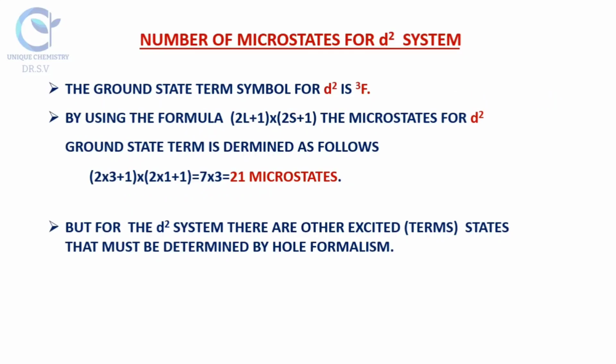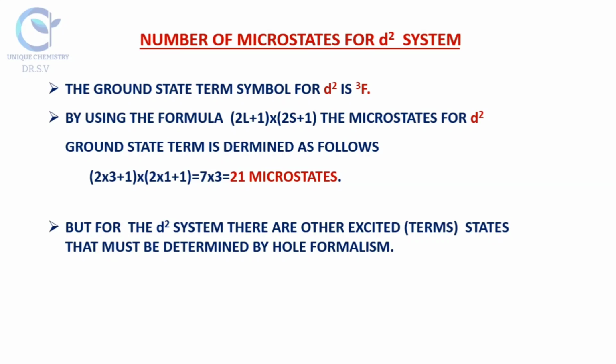Now we see the number of microstates for the d2 system. The ground state term symbol for d2 is triplet F. By using the formula (2L plus 1) into (2S plus 1), the microstates for the d2 ground state term are determined as follows. For a d2 system, it's a triplet F. The L value is equal to 3. So 2 into 3 plus 1, into 2S plus 1. As 2 electrons are there, the spin value is 1 by 2 plus 1 by 2, which is 1. So 2 into 1 plus 1 is 3, and 7 into 3 is equal to 21 microstates for triplet F.